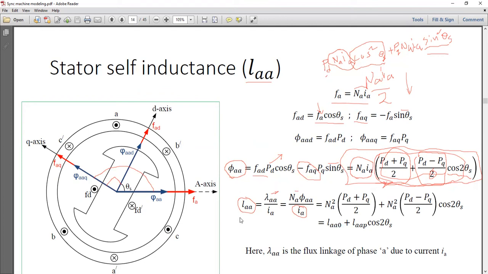So the inductance LAA comprises two components. One is independent of the rotor position, that is LAA0, and one depends on the theta position, that is LAA peak cosine 2 theta s. This term, NA squared (PD minus PQ) over 2, is treated as LAA peak and multiplied by cosine 2 theta s. So that is the end of the derivation for LAA.